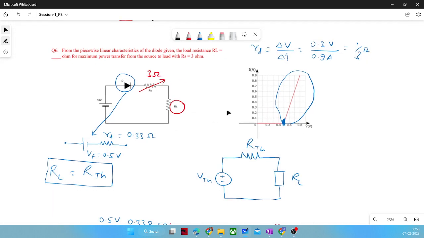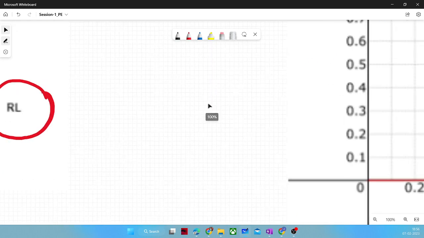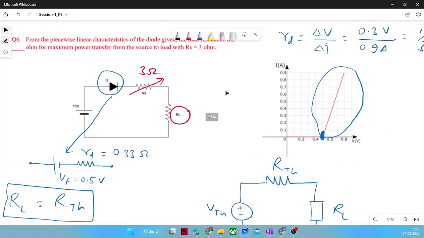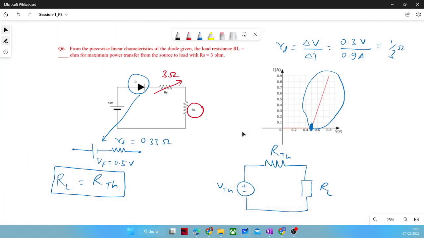Okay. So this is how we proceed to compute maximum power transfer in such kind of problem, or any kind of problem. The key point is how to model a diode in the circuit. After that, there might be some other concepts which can be tested, but the basic one is how to model a diode based on its VI characteristics. Okay, so all the information was given in this VI characteristics, right? VF was 0.5 volt, and RD we computed from del V by del I. So this is the answer of this problem. RL will be 3.33 ohm.